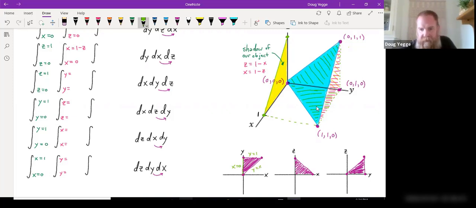And we could see the same thing here. We could see that this is x equals 0. We could see that this is z equals 0. We can see that this is the line with a z-intercept of 1 and a slope of -1, so 1 minus x. And likewise, this is z equals 0. This is y equals 1. And finally, the line z equals y.